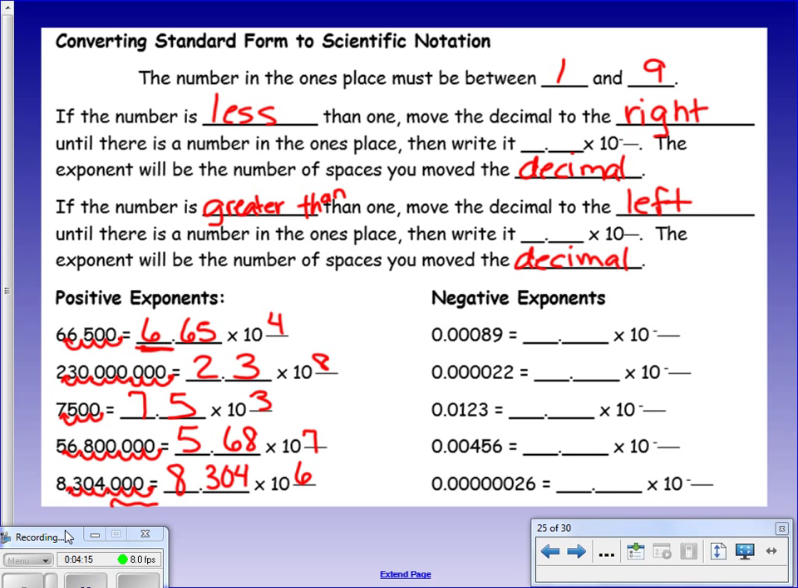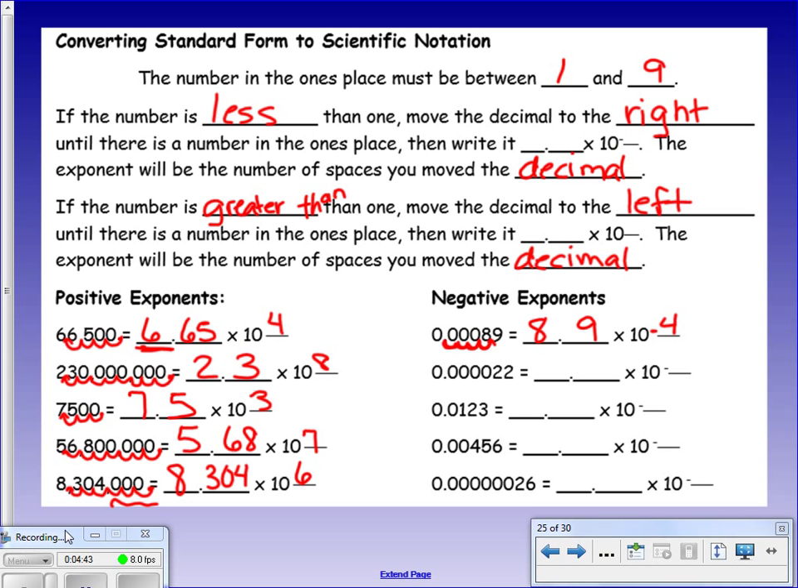All right, let's take a look at this next one. So I'm going to move it 1, 2, 3, 4. I'm going to stop right there because in the ones place I can only have one number and I can't have anything in the tens place. So it would be 8.9 times 10 to the, let's count how many places we moved the decimal. We moved it 1, 2, 3, 4, to the negative 4. And I already put that negative right there for you. So you might want to highlight that to make sure that you can see that negative.